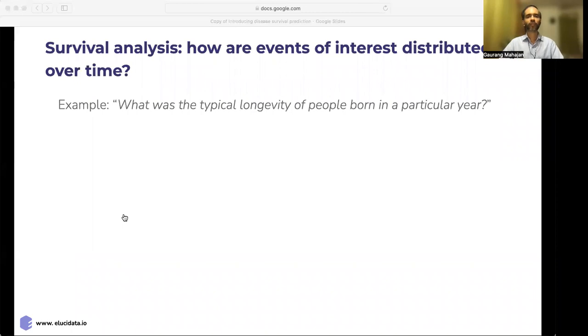So, what is survival analysis? In a nutshell, it's a set of statistical methods to describe data that's in the form of events of interest, events that occur over a period of time. Let's begin with a simple general example. Let's say we want to know how long people born in the early 20th century lived on average and how uniform the lifespan was across the population.